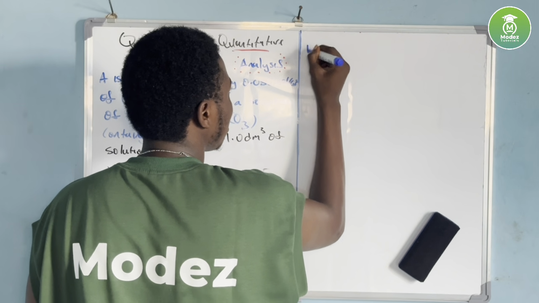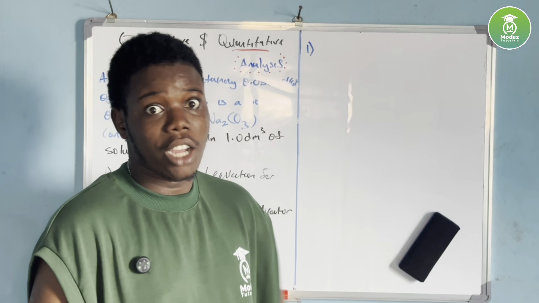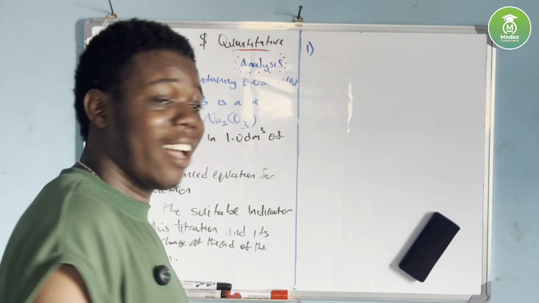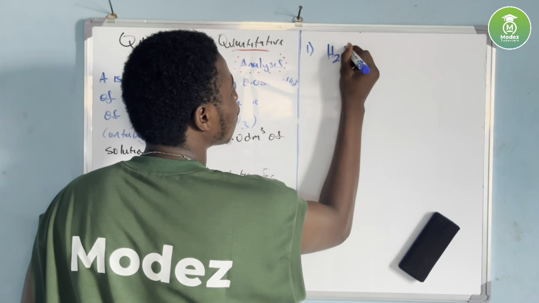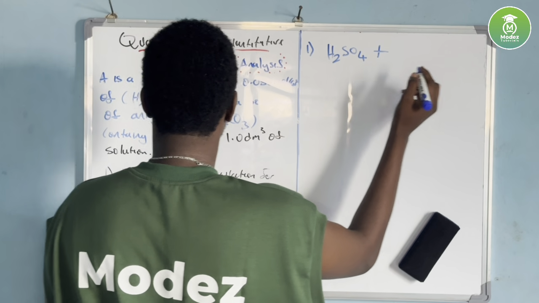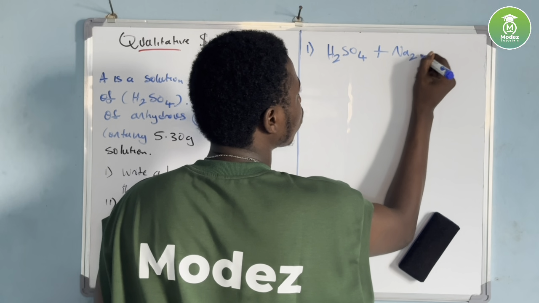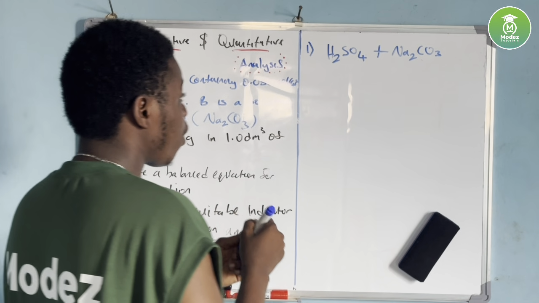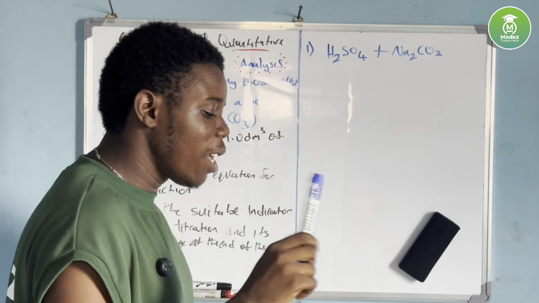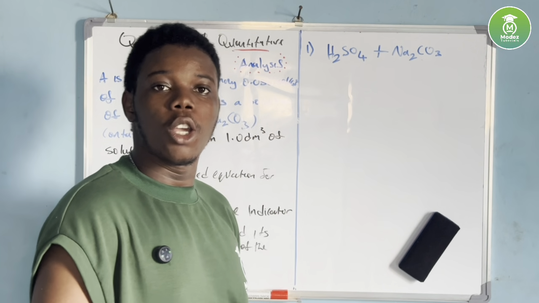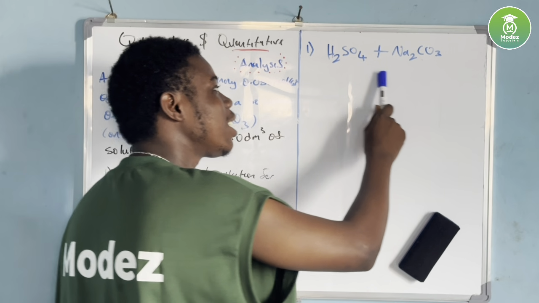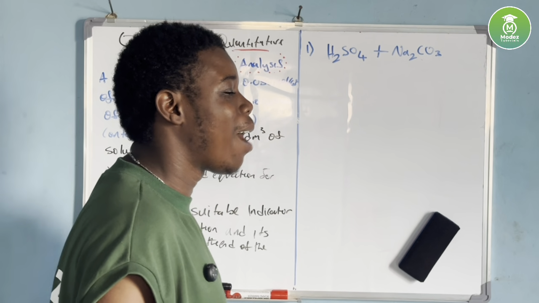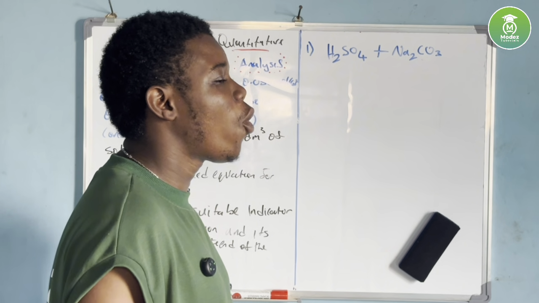So first of all, let's try to balance the equation. Balancing of chemical reactions is one of the SS1 topics, right? So H2SO4 plus Na2CO3. First of all, whenever an acid is reacting with a carbonate, it will always give you what? Carbon(IV) oxide and water.